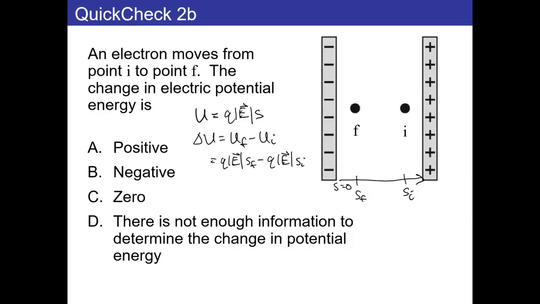Now in this case, Q, what is Q? We said Q is negative, right? It's negative E, right? It's our electron. So let's put that in there too. So we'll have negative E, capital E, S sub F, and then minus negative E, capital E, S sub I, right? And so if I multiply the negative times negative is positive, and rearrange things here, I'll have E, capital E, S sub I, it's now the positive term, minus the E, capital E, S sub F.